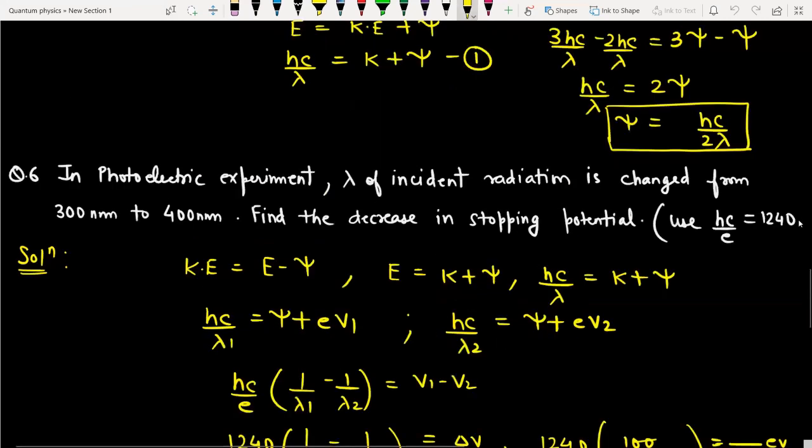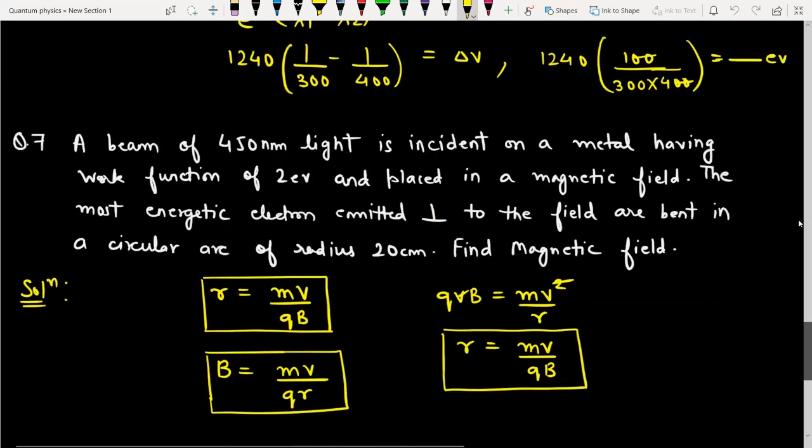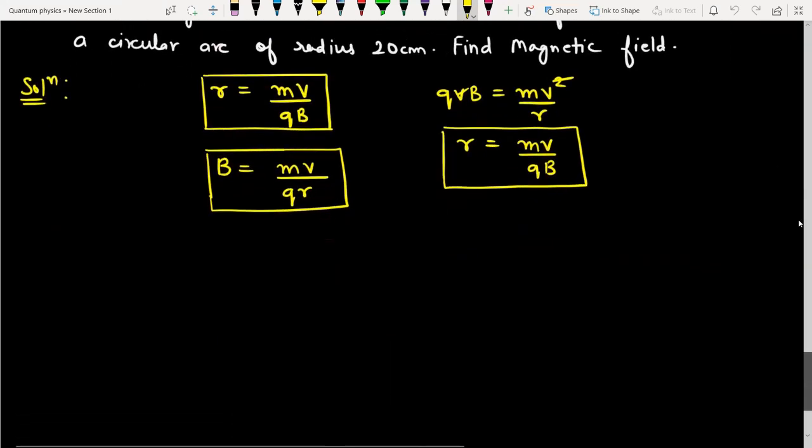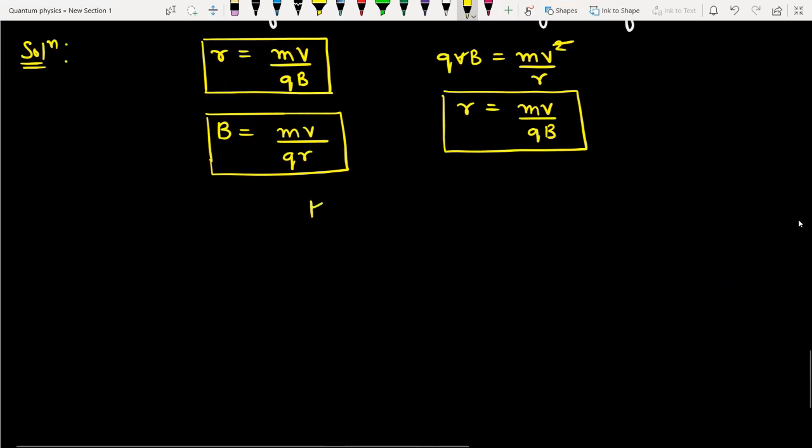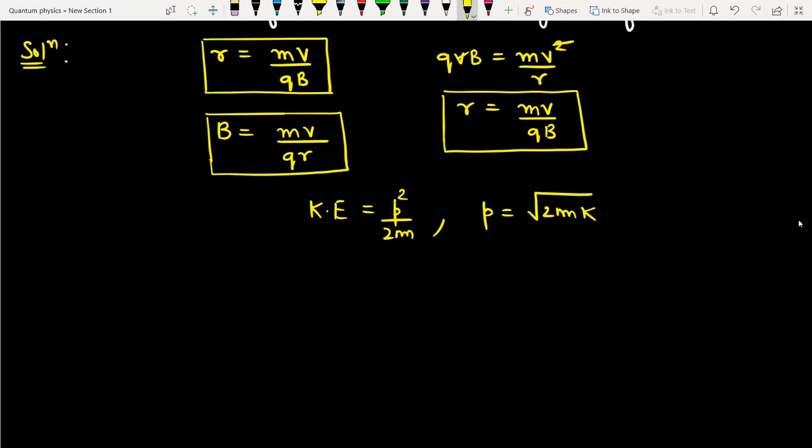Now we know this mass times velocity, momentum, is related to kinetic energy. We know that the kinetic energy is equal to p square over 2m. So basically this p will be the square root of 2mK. This will be the value of linear momentum. Do we know how to calculate this kinetic energy? Of course we do, using Einstein's photoelectric equation. Once we know the kinetic energy, we'll be able to calculate this momentum, and once we know this momentum, we'll just put this in the star expression and we will get the value of the magnetic field.